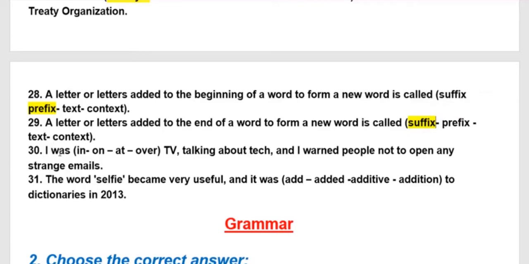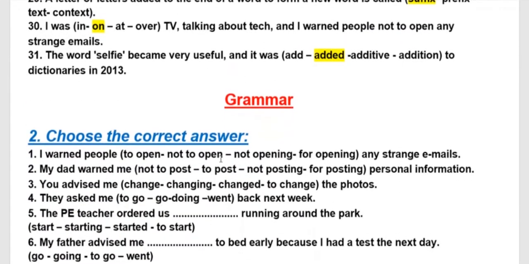I was on television talking about technology, and I wanted people not to open any strange emails. The word selfie became very useful, and it was added to the dictionaries in 2013. Okay, now this is the grammar part of Unit 4.